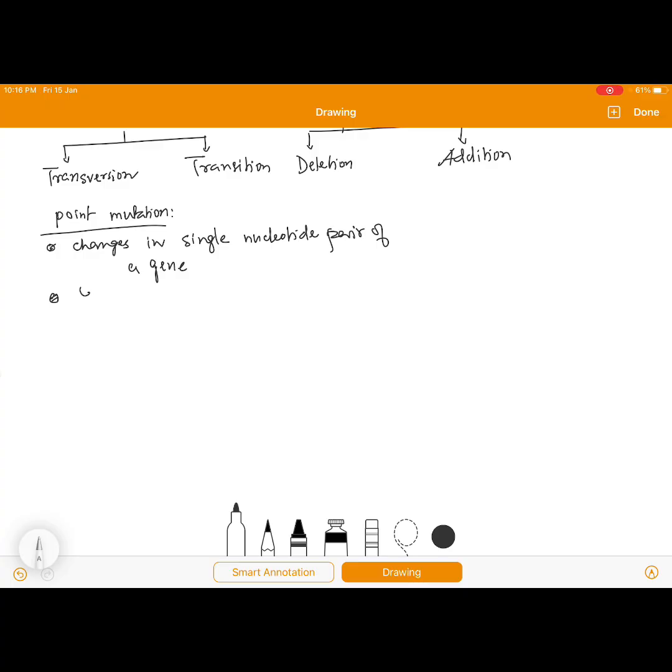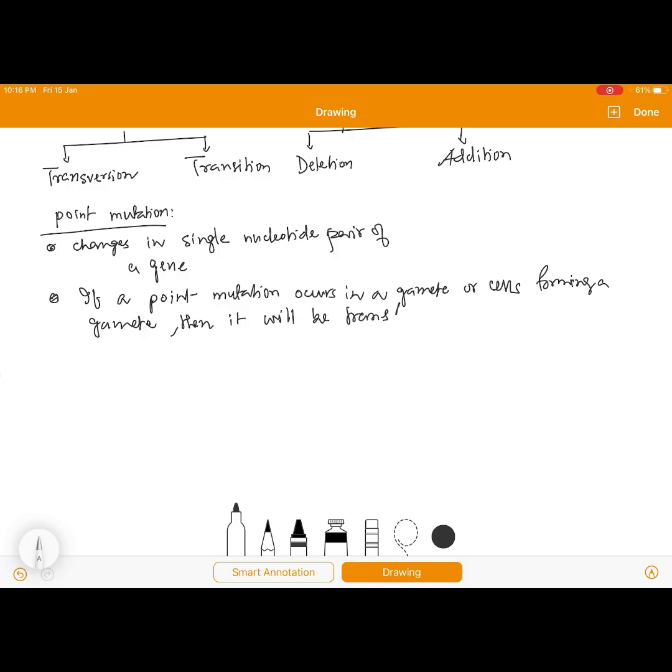So here you write a point. If a point mutation occurs in a gamete or cells forming a gamete, then it will be transferred to the next generation.